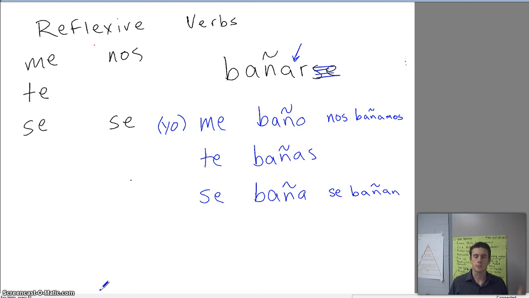That's how you conjugate reflexive verbs. Remember, you use them when the person doing the action is also the recipient of the action. You can think of these verbs as your morning routine verbs. You're brushing your teeth, taking a bath, waking up, getting up out of the bed. These are your daily routine verbs. We'll talk more about these in class.